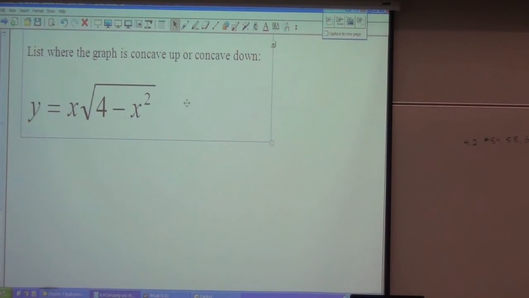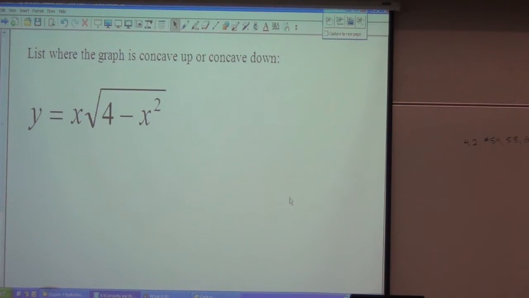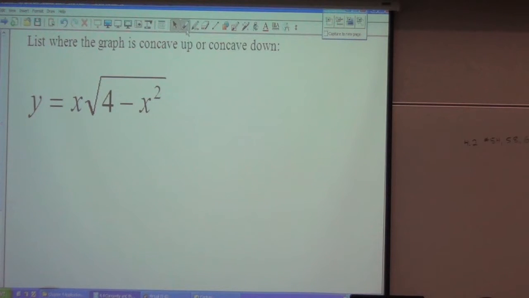How about a square root one? Can we figure out whether this is concave up or concave down? Alright, so we have to find the second derivative if we want concavity. This would probably be easier to think of as x times (4 minus x squared) to the half.